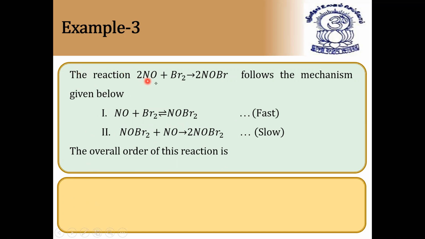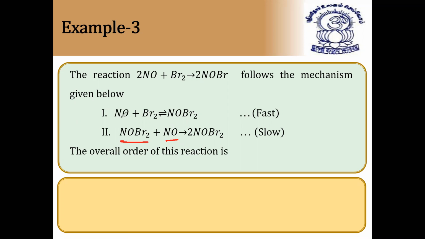The reaction between 2NO plus Br2 gives rise to 2NOBr and follows the mechanism given below. NO plus Br2 gives rise to NOBr2, fast. Second, NOBr2 formed in the first reaction combines with NO and forms 2NOBr. So NOBr2 plus NO is the slowest step. For the overall order of the reaction, how many molecules are involved in this slowest step? Two molecules are involved: one is NOBr2 and the second one is NO.